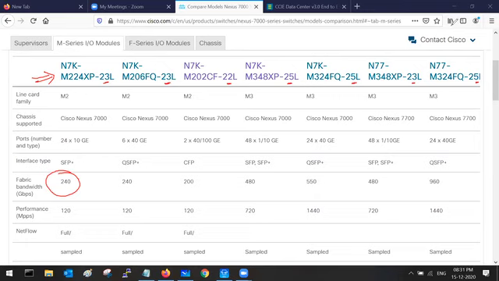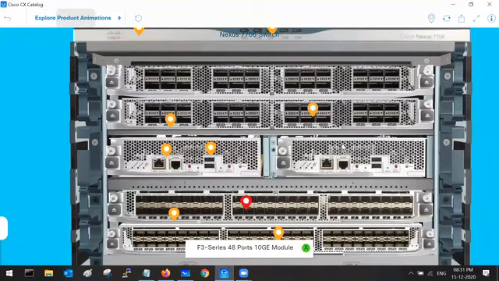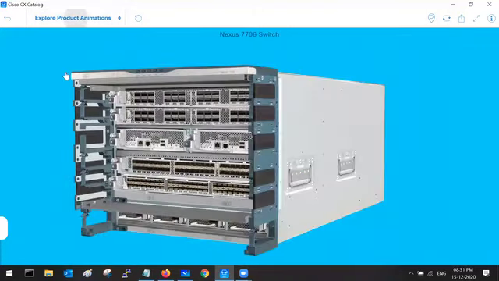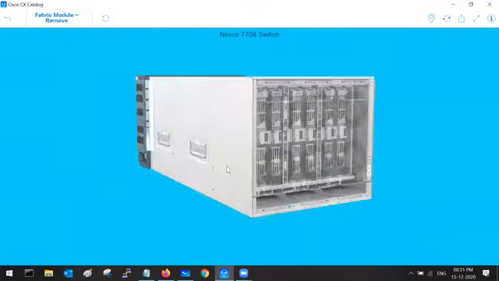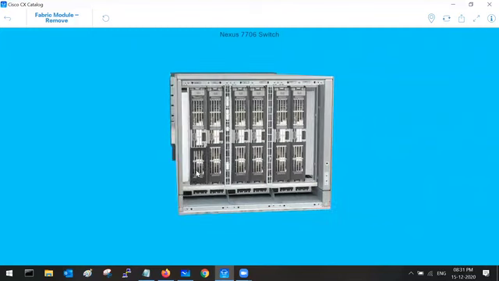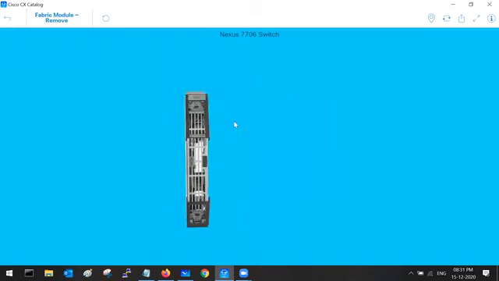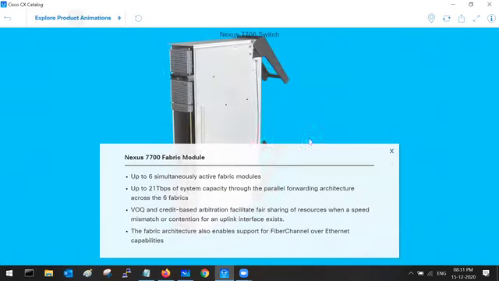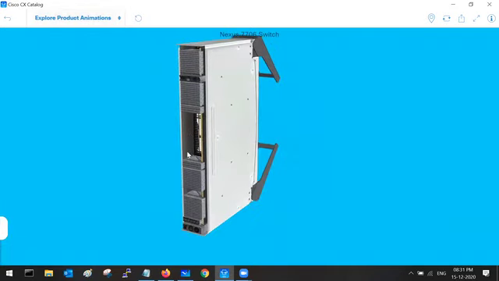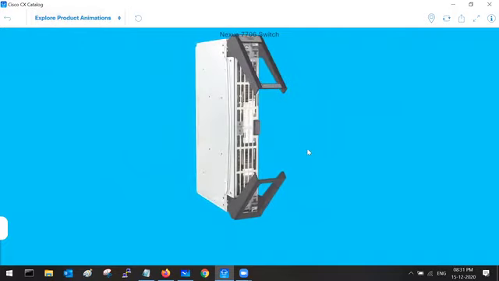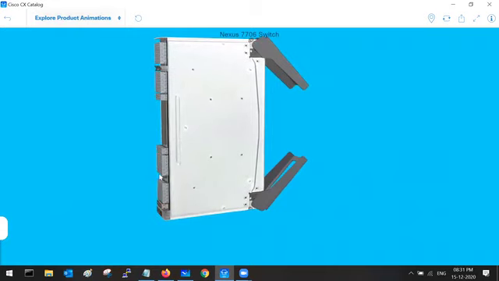So every fabric module basically has copper traces, which internally get connected to each and every slot. So if I go and click on fabric module over here, you can see I've come to the rear of the chassis, and these are the 6 fabric modules which are inserted in the rear of the chassis. 1, 2, 3, 4, 5, and 6. And this is slot number 1. And here, if you see, these are the crossbar fabrics which get connected from the rear and interconnect all the slots with each other. So this fabric module will be inserted in the rear of the chassis, and it is going to interconnect all the line cards with one another.